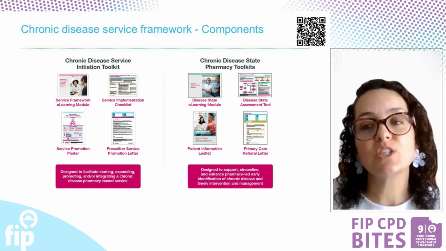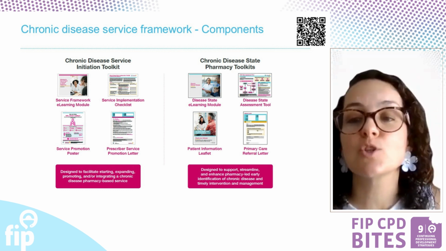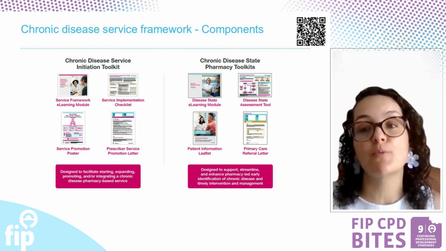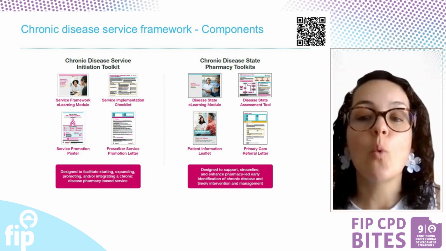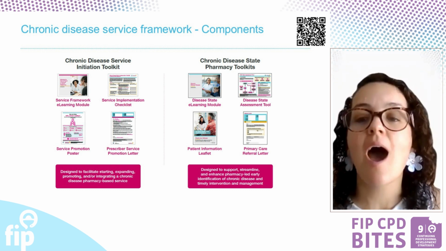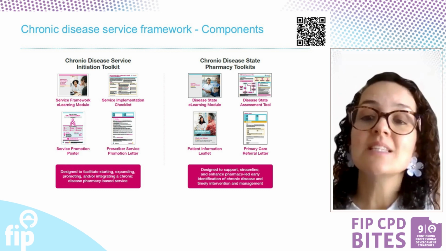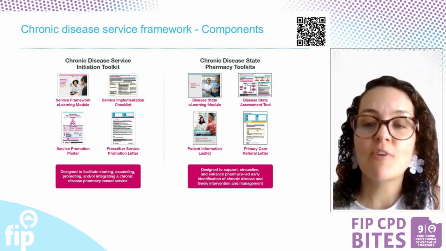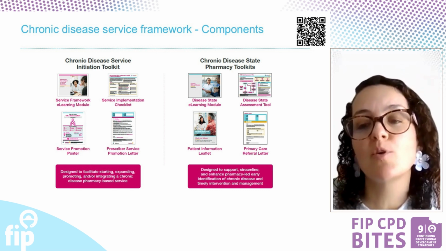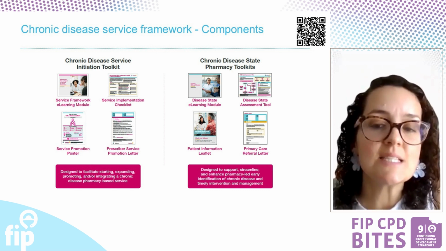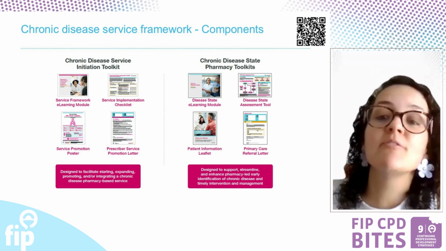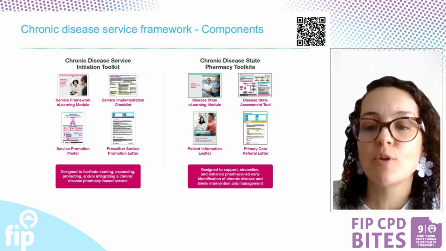A patient information leaflet. This leaflet summarizes important information for patients, such as what the chronic disease is and that if left untreated, there can be serious complications in the future. And finally, you will find a primary care referral letter. That is a document that simplifies documentation and the referral process.